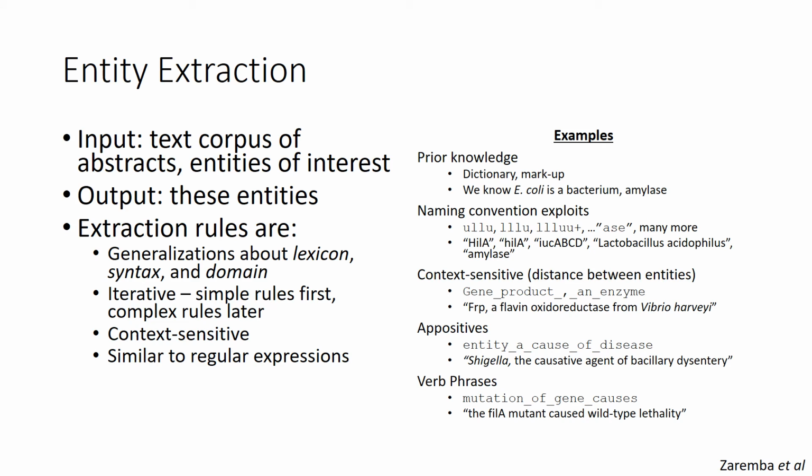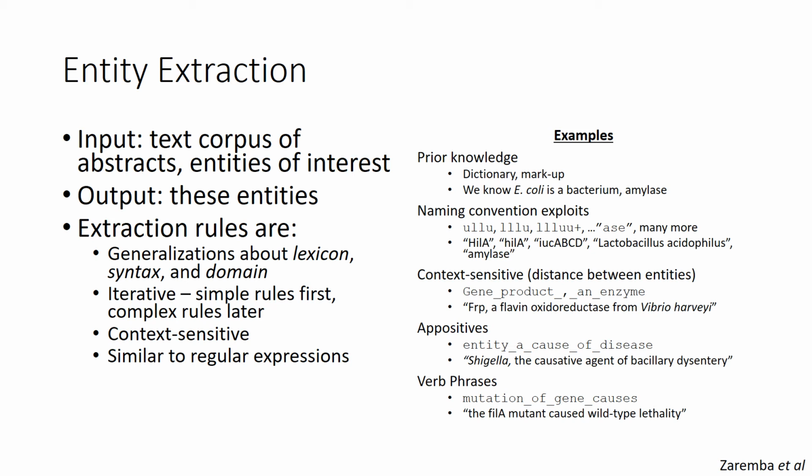On the right, you'll see different examples here. The first step of entity extraction is prior knowledge. For example, using a dictionary, we already know what E. coli is. That's the name of it. Same as protein names. We know a specific name of a protein.